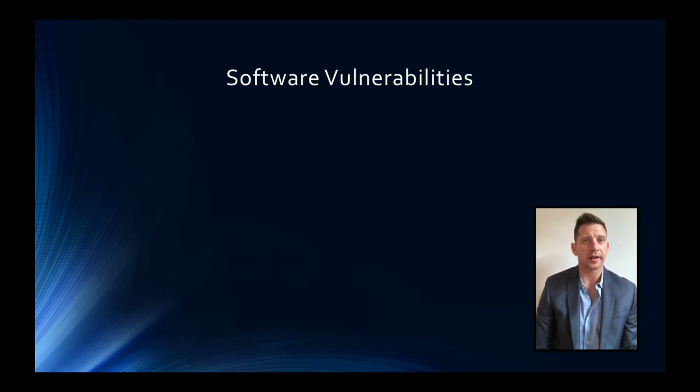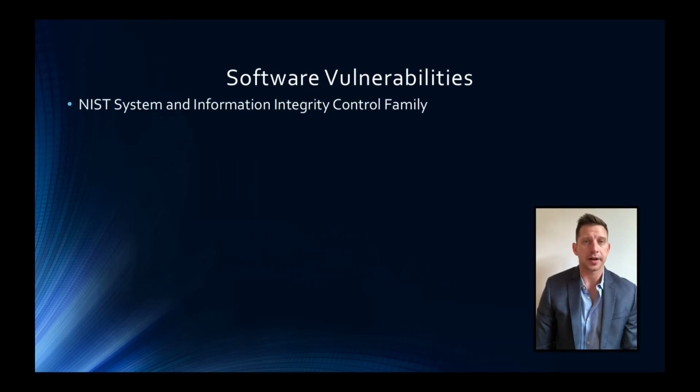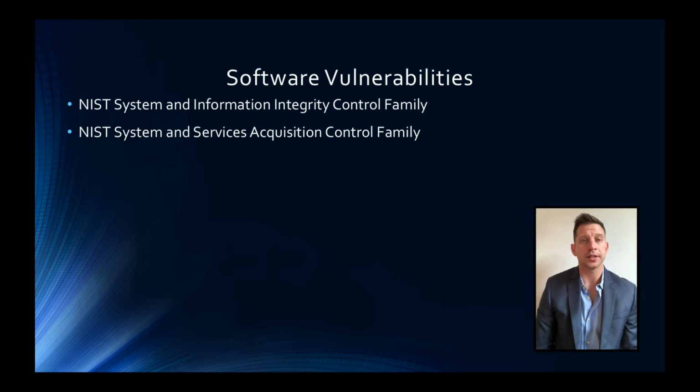In order to identify and mitigate software vulnerabilities, the security team used relevant software control families from the National Institute of Standards and Technology, or NIST. The two relevant control families are 1. System and Information Integrity, and 2. System and Services Acquisition. Both control families cover vulnerabilities from adversarial and non-adversarial threats. Each control family has numerous controls, but the security team picked the top 3 for each.